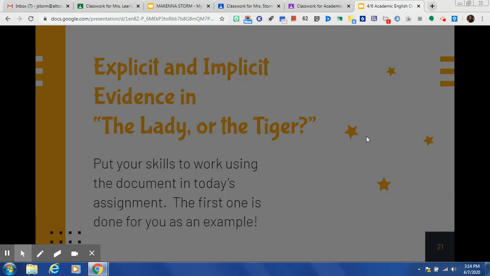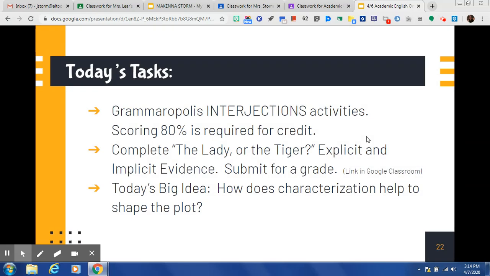Please make sure you look at that example, and whenever you go to do your own, be mindful of that. So today's tasks are Grammaropolis. You're going to do the interjections. Remember that 80% requirement. Complete The Lady or the Tiger explicit and implicit evidence, and you're going to submit that for a grade. The link is in Classroom. Today's big idea is how does characterization help to shape the plot?